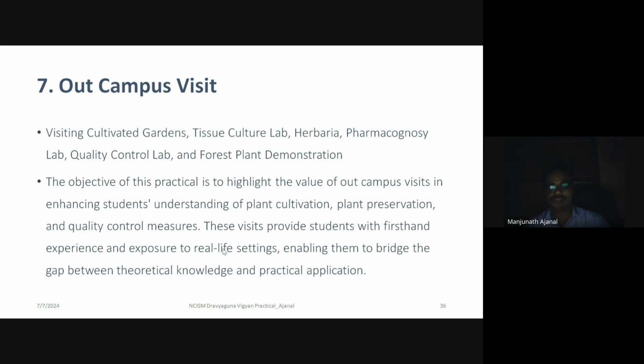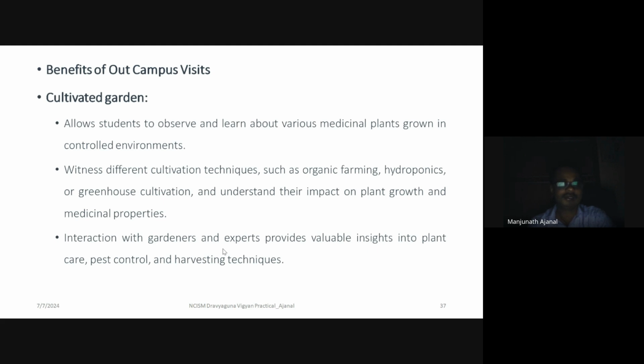The objective of the practical is to highlight the value of out-campus visits in enhancing students' understanding of plant cultivation, plant preservation techniques, and quality control measures. These visits give students first-hand experience of real-life settings and enable them to bridge the gap between theoretical knowledge and practical application. They come to know the difference between wild plants and cultivated plants. Students also need to visit the cultivated garden, where they witness techniques like organic farming, hydroponics, greenhouse cultivation, and other cultivation techniques.